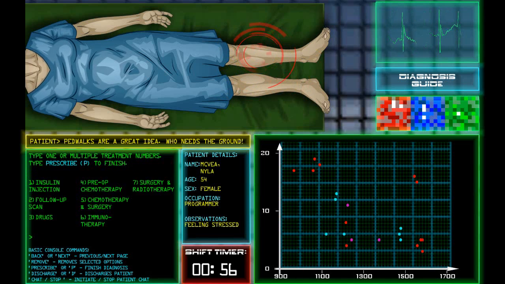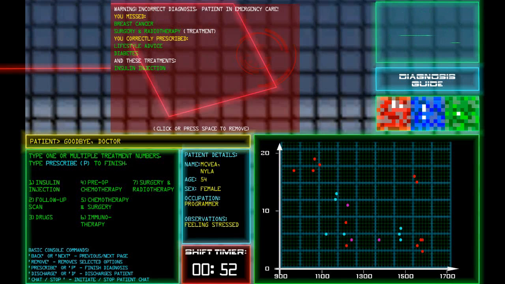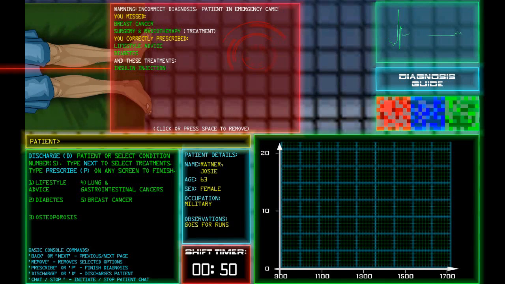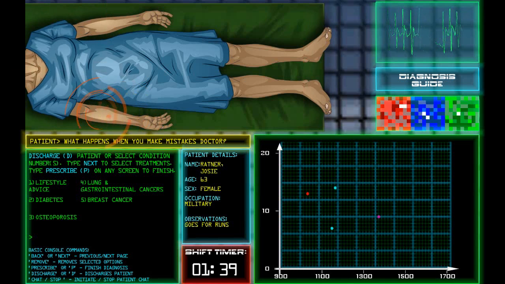So it's just diabetes. Okay, definitely gonna have to pop something here. Fuck, I missed breast cancer. Oh, shit. Time 1. Anomaly processed. Okay, goes for runs. Good. Get the fuck out of the way. Get the fuck out of the way, please.